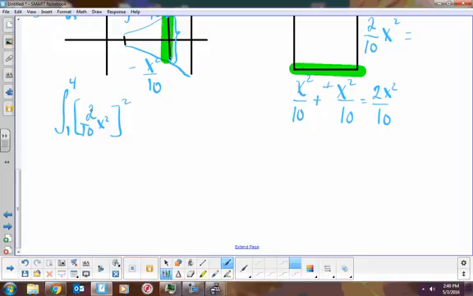The next page, 86. Function f is continuous and differentiable. Keywords: continuous and differentiable on a closed interval. So I see the word continuous, I see differentiable, I see a closed interval. What should I be thinking? EVT, IVT, and MVT.